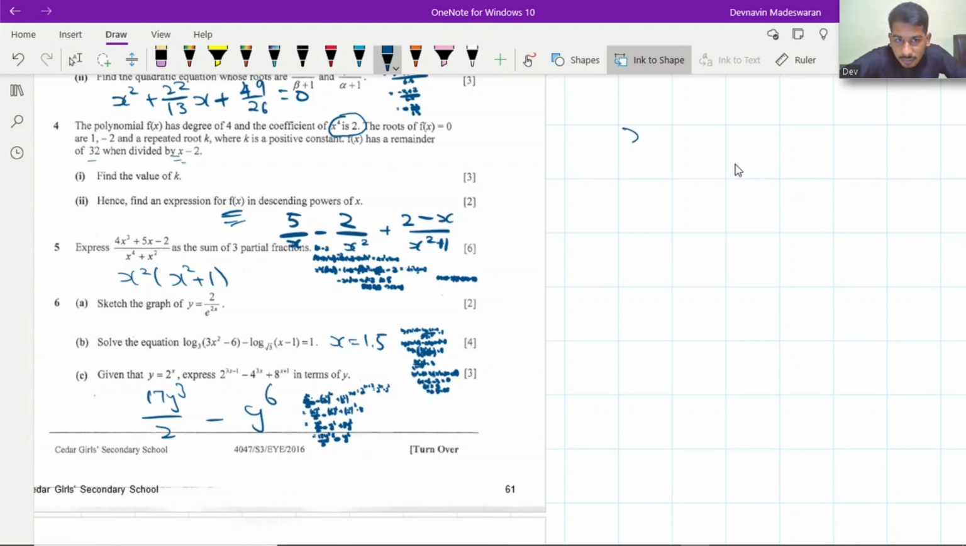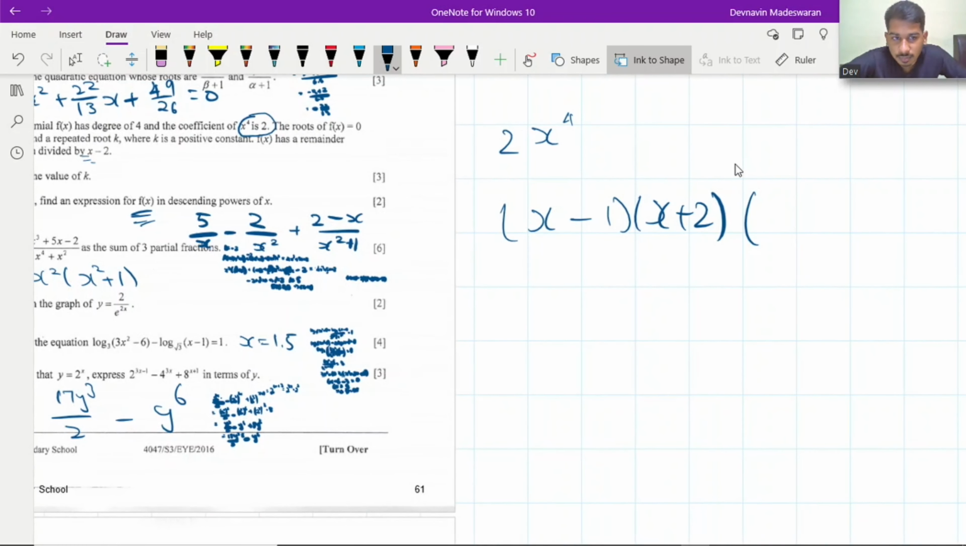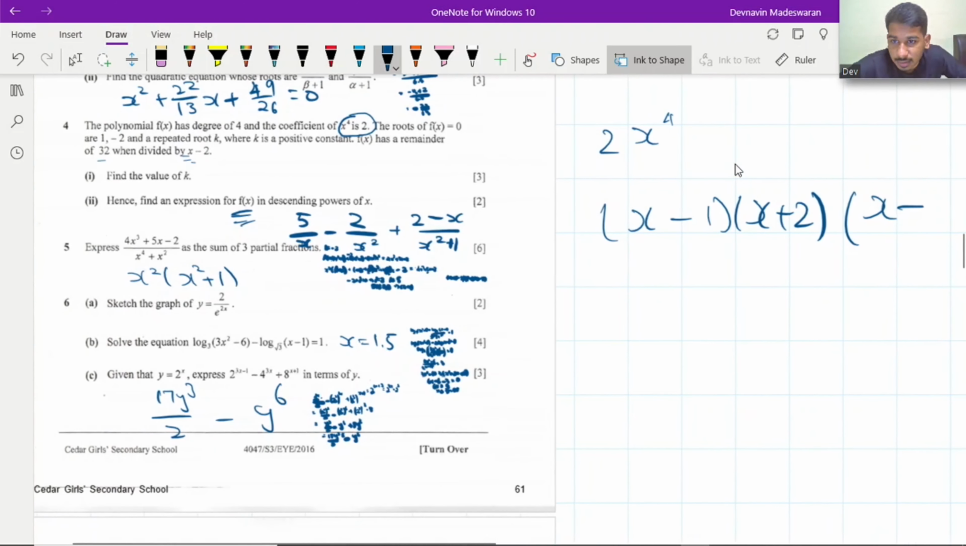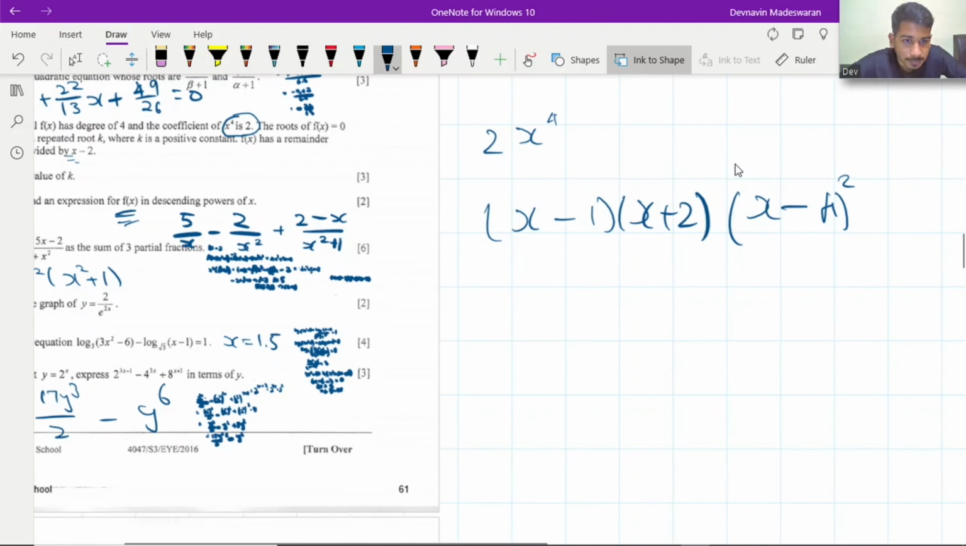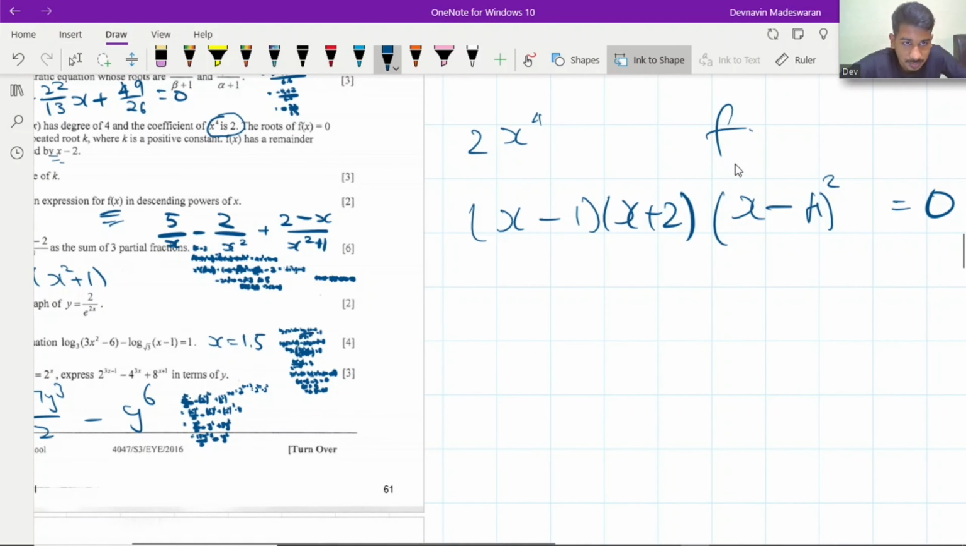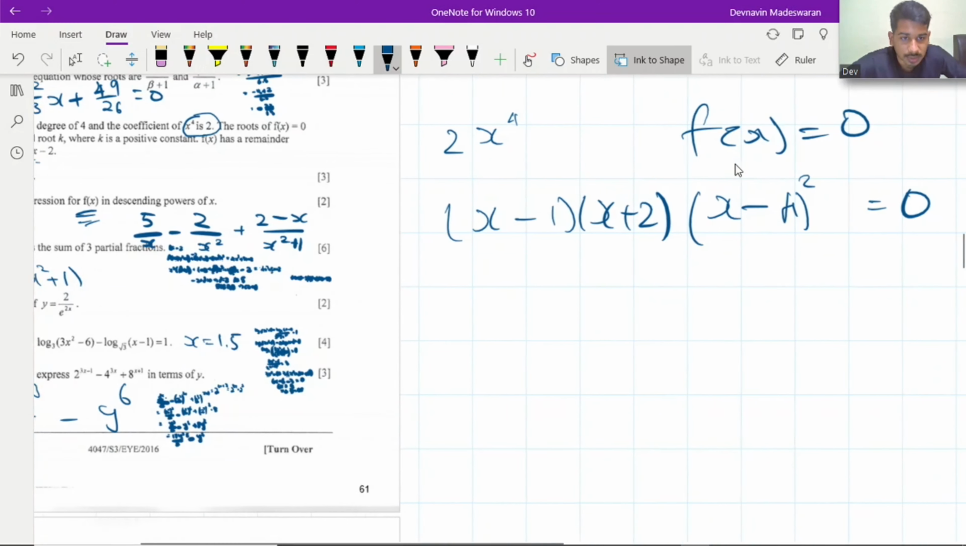The coefficient of x to the power 4 is 2, and that's all we know. The highest power is 2. But that means if x minus 1 is an answer, x plus 2, and then we have x minus k square is equal to 0. If f(x) is 0, this will be the ending result, that to be 0.